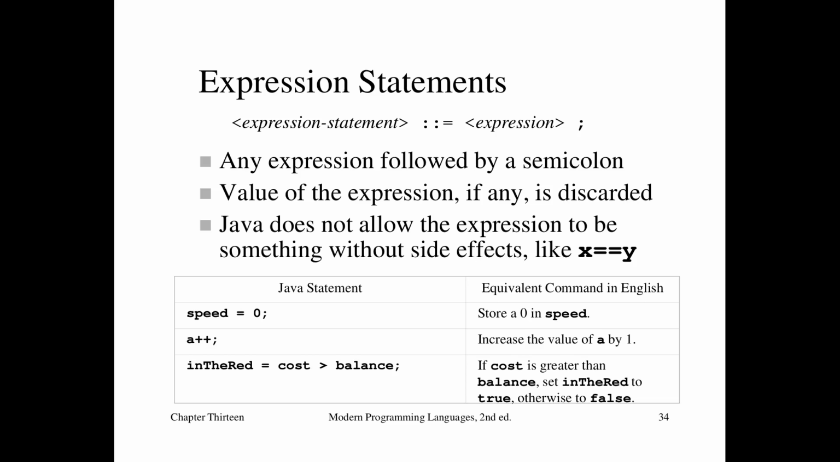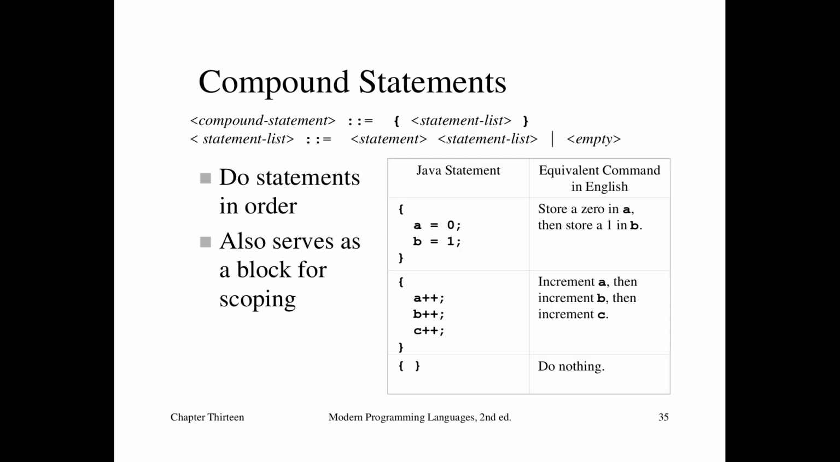And then we have inTheRed = cost > balance. We check, is cost greater than balance? This will return true or false and assign that value to inTheRed. So those are all the side effects.